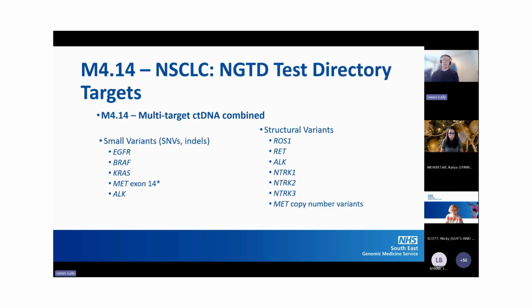The genes required for testing under M4.14 are largely the same as what you may have previously ordered under M4.1 and M4.2 testing for tissue samples. Oncogenic, likely oncogenic, or variants of uncertain significance will be reported in the key hotspot regions of EGFR, BRAF, KRAS, and ALK. The assay we use also provides DNA fusion detection.